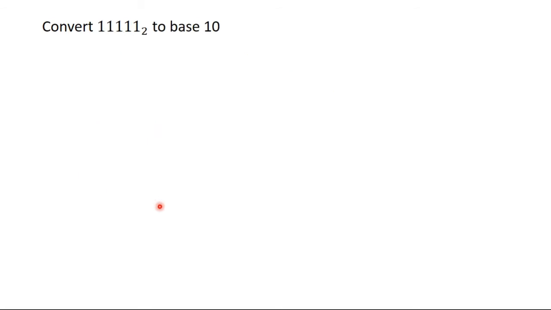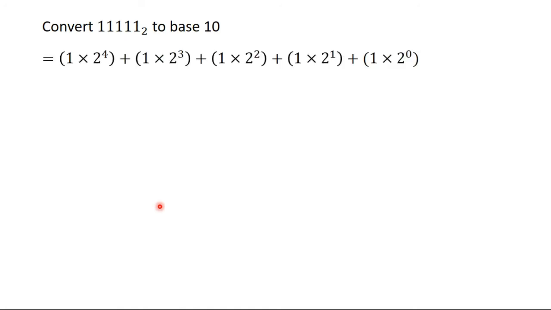So next you convert 1111 base 2 to base 10. So we multiply every digit with the base. So 1 times 2, 1 times 2, 1 times 2, 1 times 2, and 1 times 2. Then we order them as you have seen here. So 0, 1, 2, 3, 4.